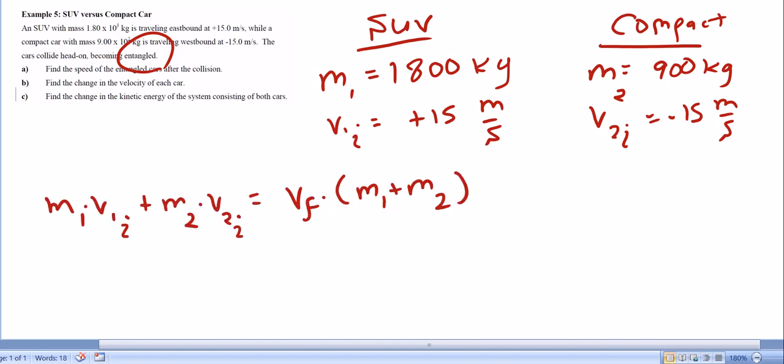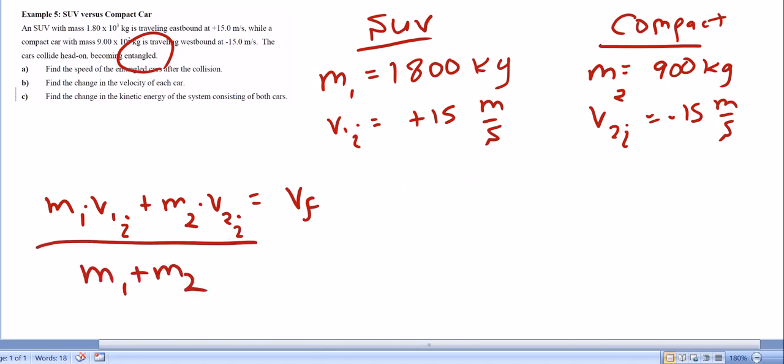So we can modify the conservation of momentum to look like this. Okay. The left side is as we usually do. The right side, we add up the masses, and that's because they're one entangled mass, right? And they happen to have the same final velocity. So we can find the final velocity by then dividing both sides by m1 plus m2. And if we plug in the right numbers and we're careful with our signs, we're going to get that V final is equal to a positive 3 meters per second, which is eastbound, right?